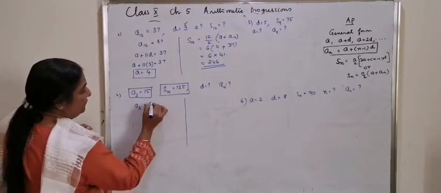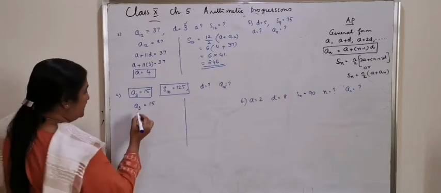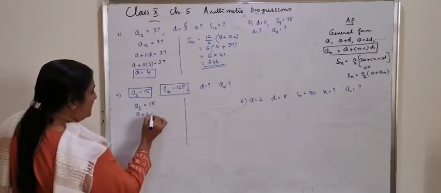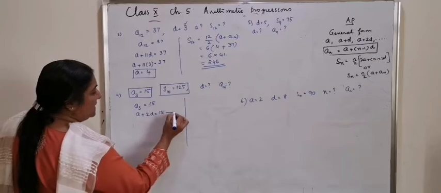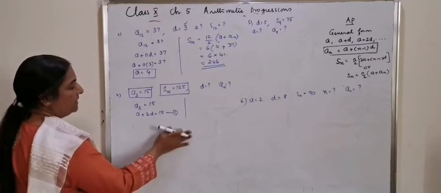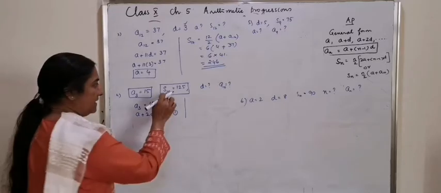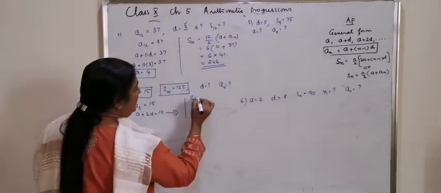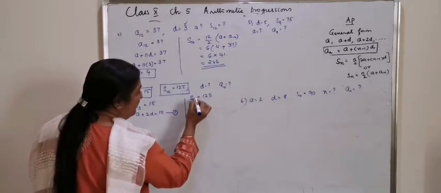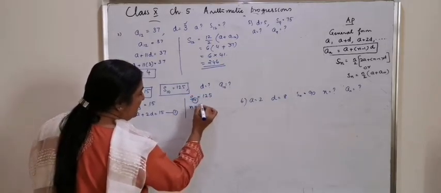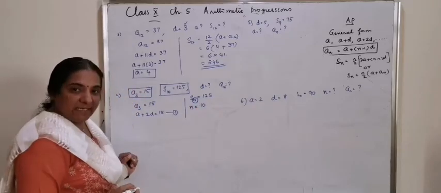A3 is equal to 15 means A plus 2D is equal to 15. Take it as equation number 1. Similarly, S10 is equal to 125. This shows that the N value is 10.